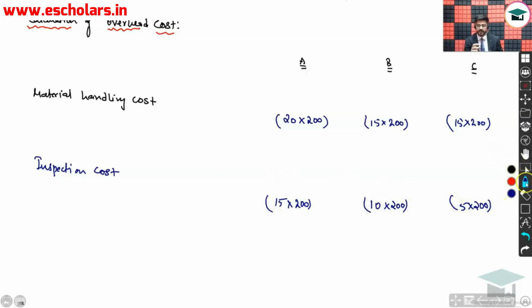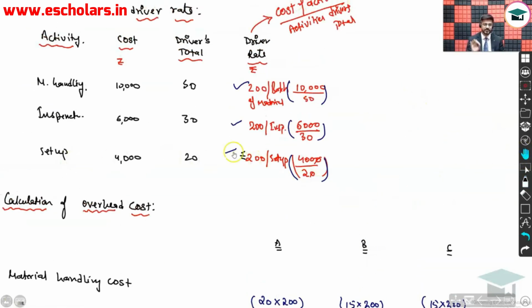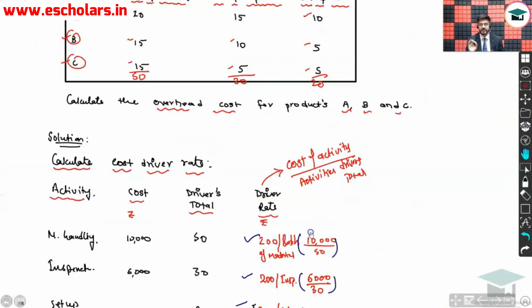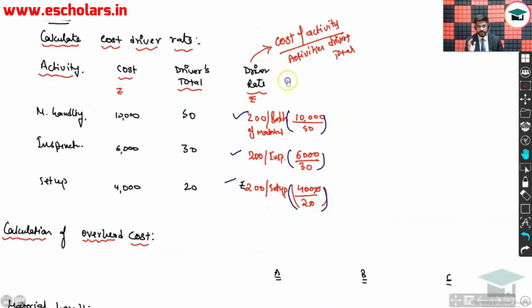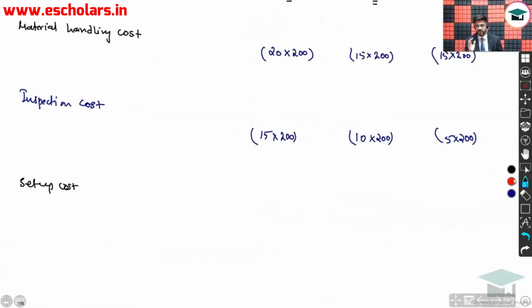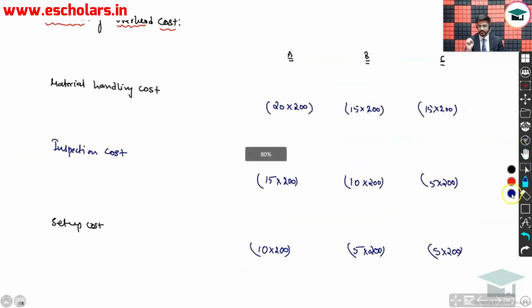That's it. Third cost is my setup cost. Exactly the same way we are going to do this. So what is the cost driver rate for setup cost? 200 rupees per setup. And how many setups for individual products A, B and C? You can see here 10, 5 and 5 setups. So my setup cost driver rate is 200 rupees per setup, and number of setups are 10, 5 and 5, multiplied by rupees 200 per setup. That's it. Now let's make the calculations and complete this question.